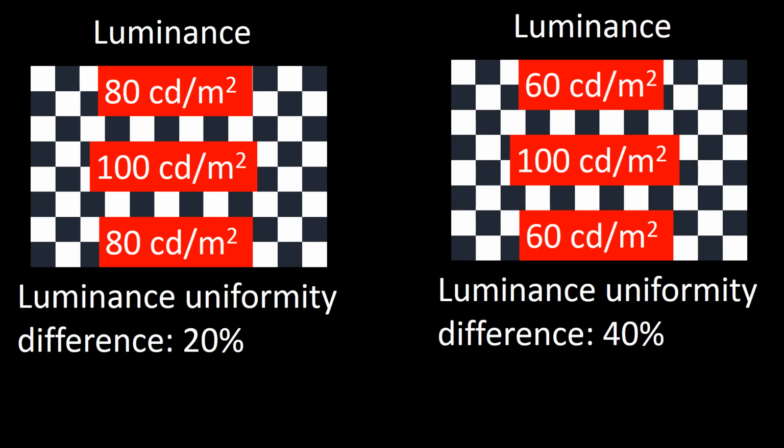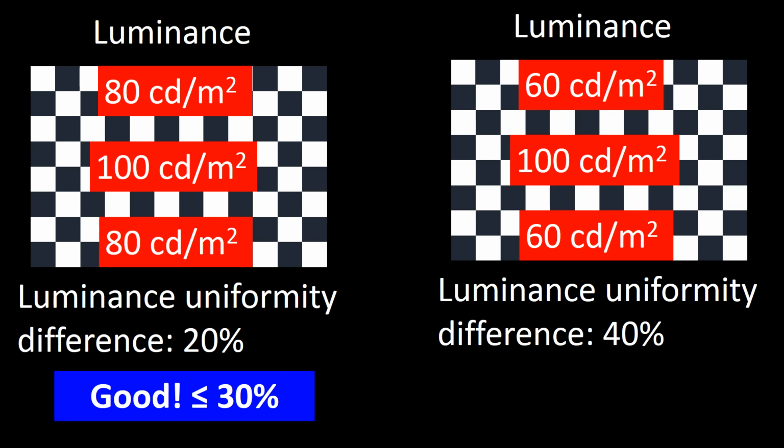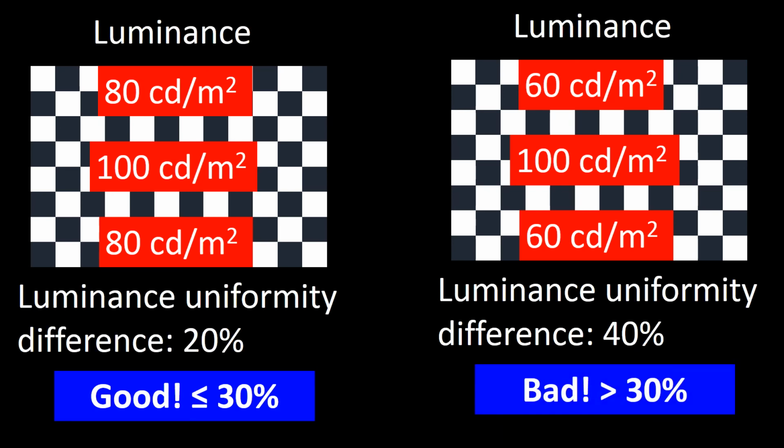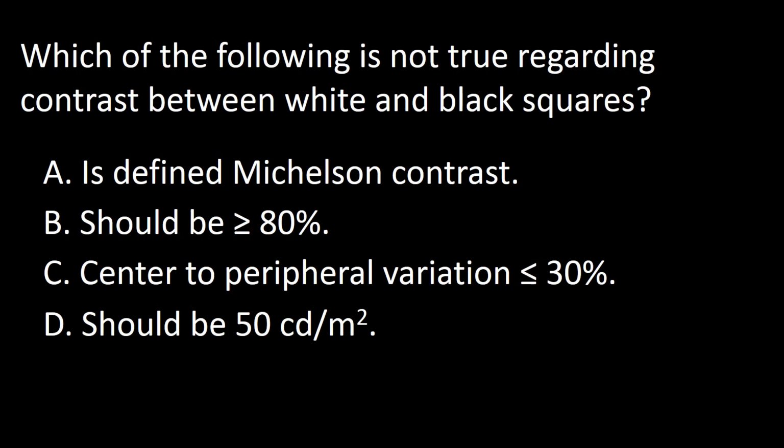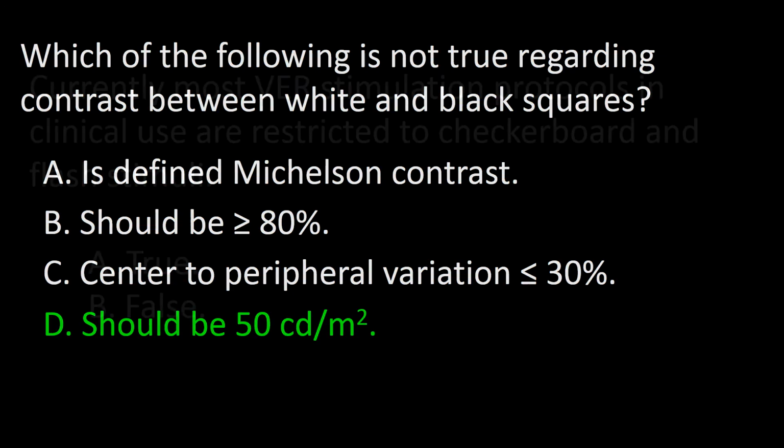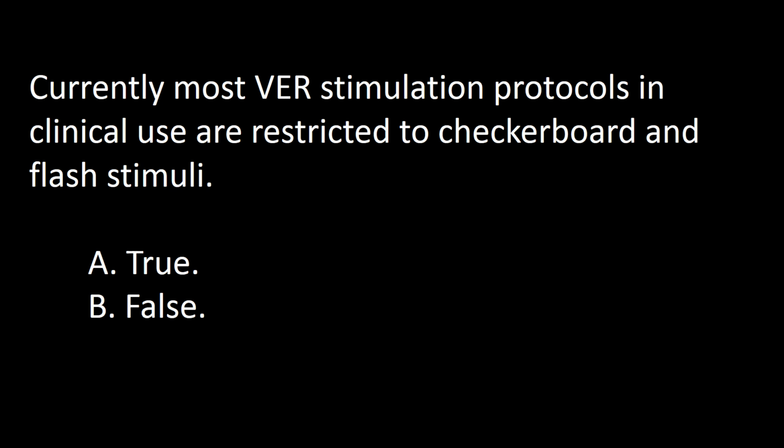On the right side, I have added another board with a luminance uniformity difference of 40%. The one on your left is fine because the difference is less than 30. The one on the right is no good because the difference is more than 30. So the answer to this question is D.